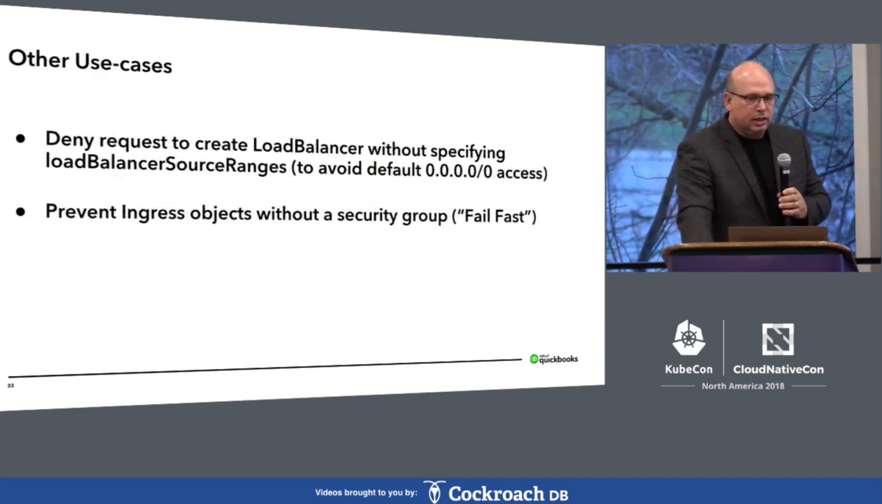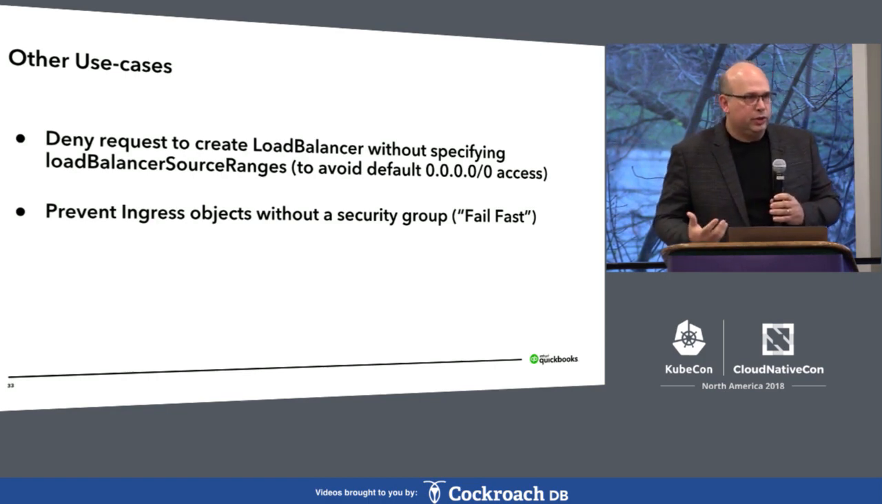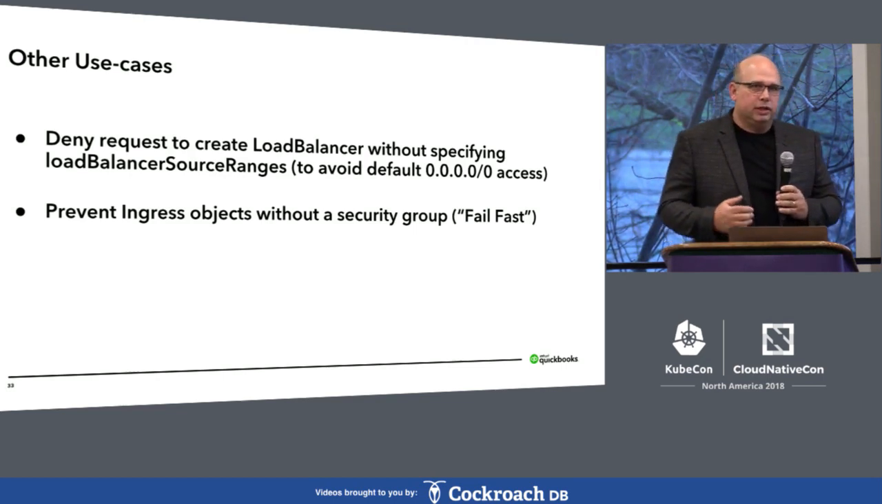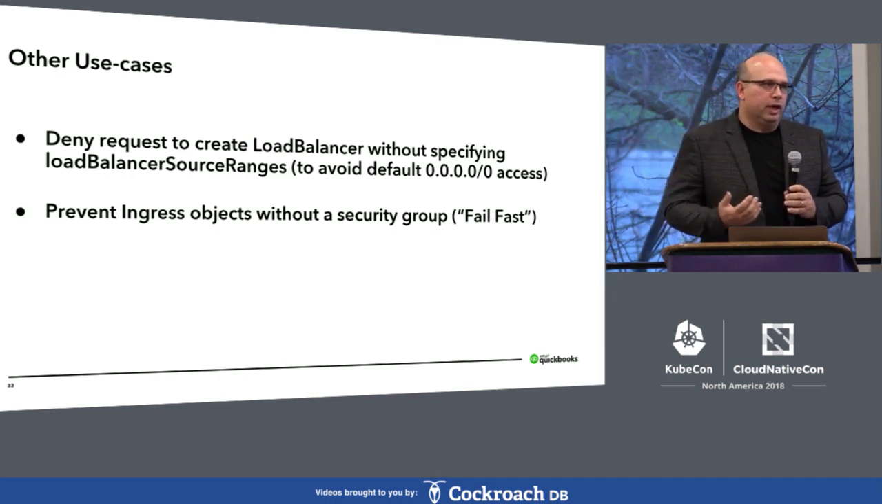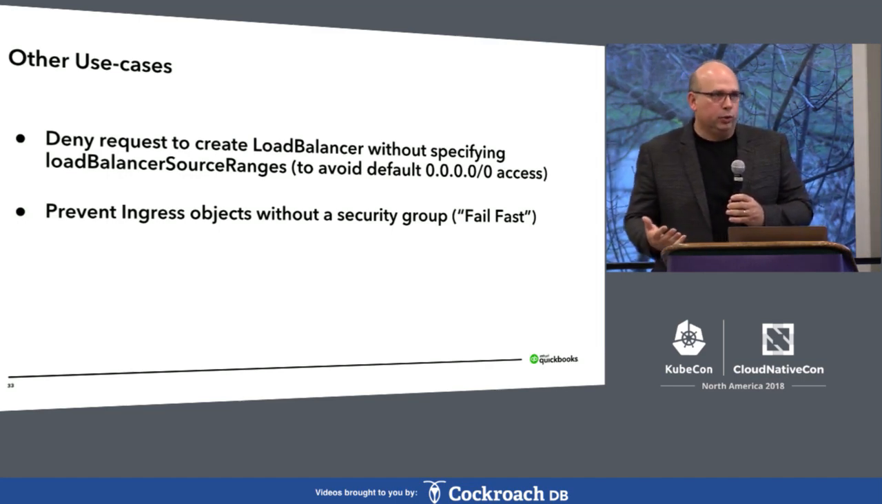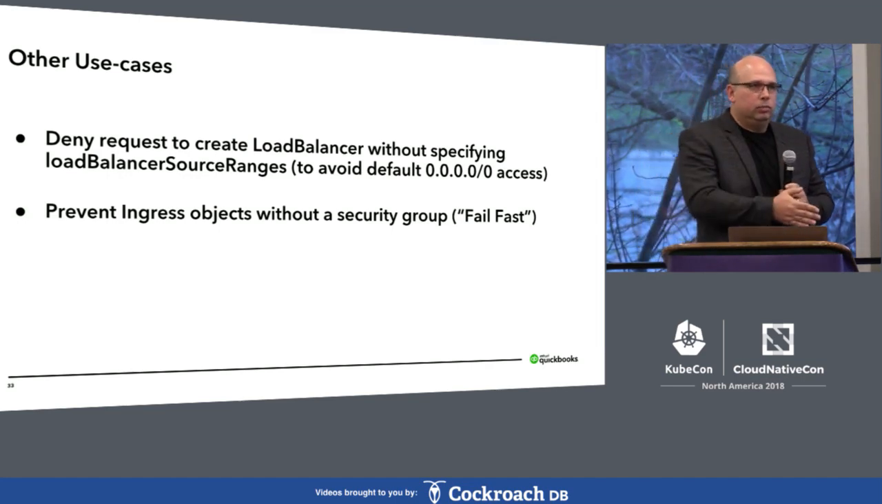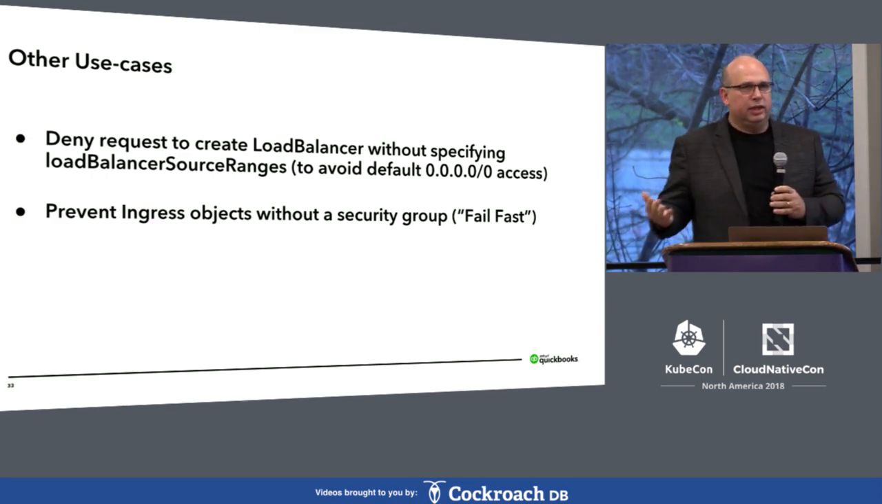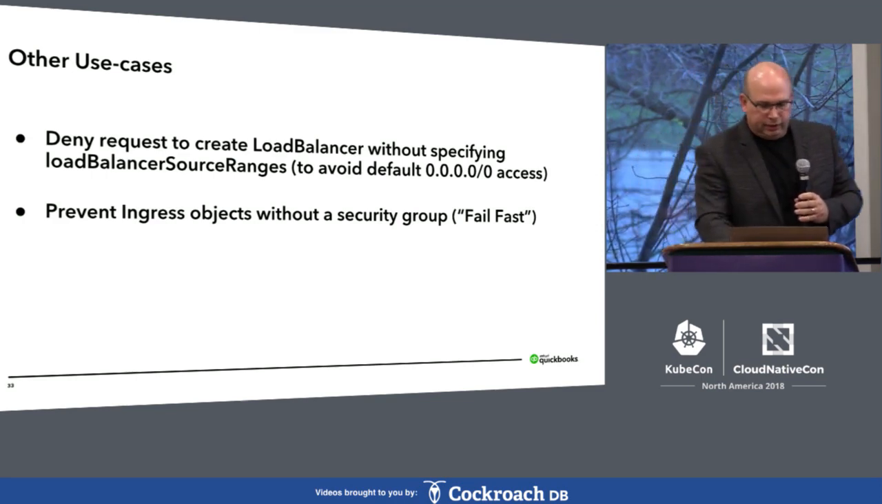So, other use cases: we also want to deny requests to create a load balancer without the load balancer source ranges, to avoid opening up that load balancer to the internet, for example. We might have other policies that are more for correctness, to fail fast. For example, preventing ingress objects from being created without the appropriate security group. That way, your API request will fail instead of you trying to debug what failed later.